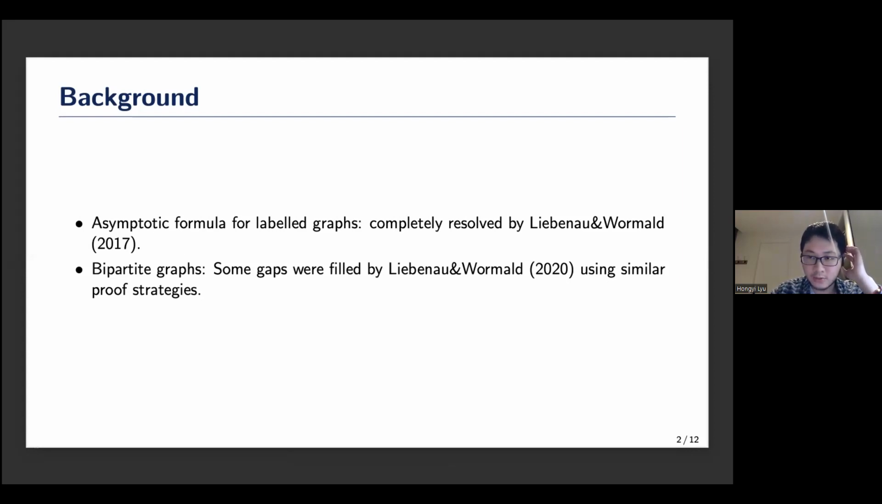And in my current work, we are adopting the same proof structure with some modifications. And this allows us to further extend the range of degree sequences covered by the asymptotic formula for bipartite graphs.